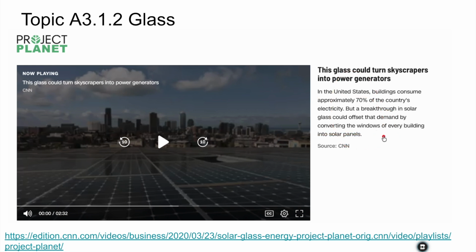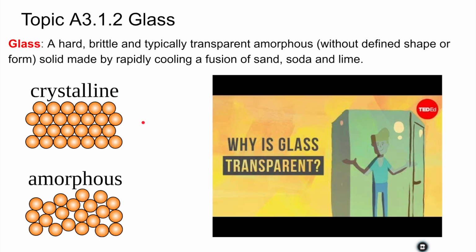This is about how glass can turn a skyscraper into power generators. So essentially, they're using glass as solar panels. So what is glass? Glass is a hard, brittle, and typically transparent amorphous solid. So this is something that does not have a defined shape or form. It's made by rapidly cooling a fusion of sand, soda, and lime.